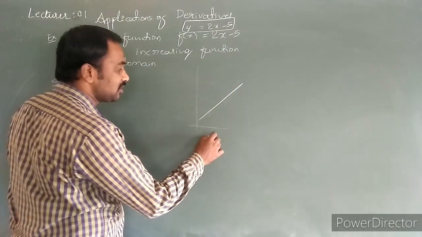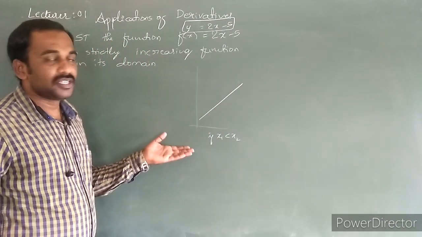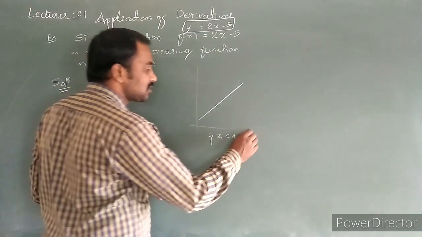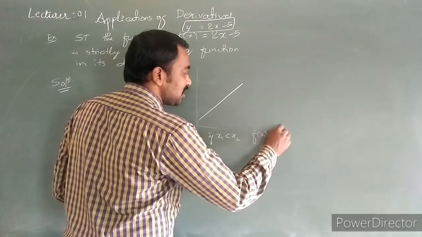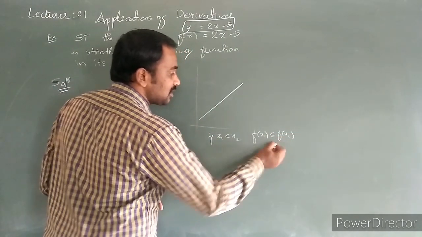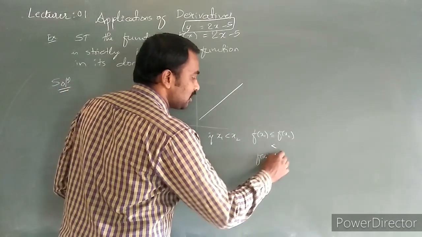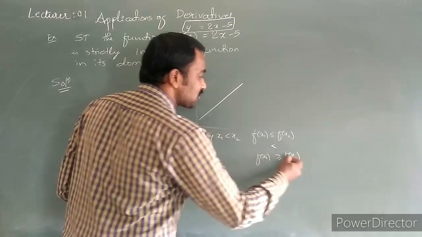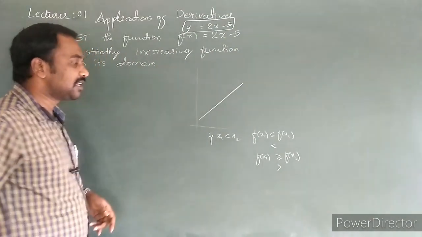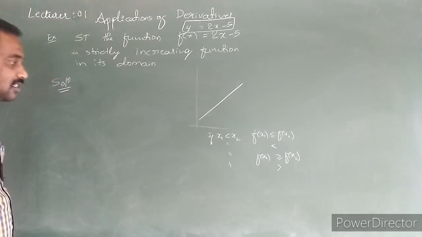As we know the definition, f is a real valued function defined in its domain. If x1 is less than x2, then f of x1 is less than or equal to f of x2, it is just increasing. Strictly less than, it is strictly increasing. If f of x1 is greater than or equal to f of x2, it is a decreasing function. Strictly greater than, it is a strictly decreasing function. This condition is common for all the four cases.